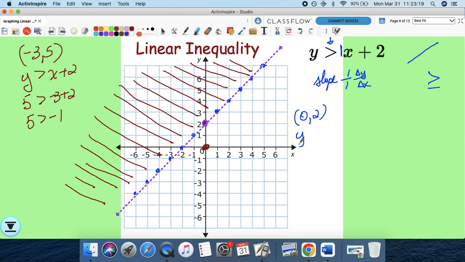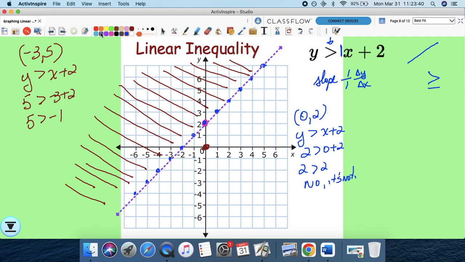So y is greater than x plus 2. Let's substitute. We get 2 is greater than 0 plus 2. 2 is greater than 2. Is 2 greater than 2? No, it's not. So that tells you that the point on the line failed, which means all the points on the line will fail. So therefore we use a dashed line.